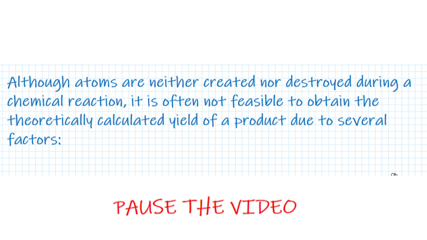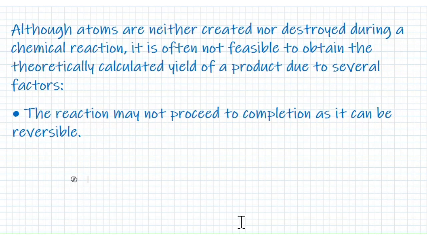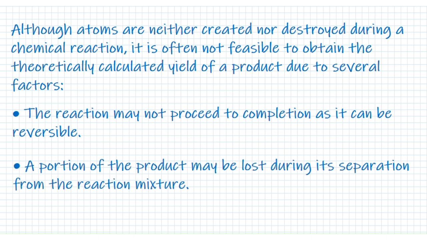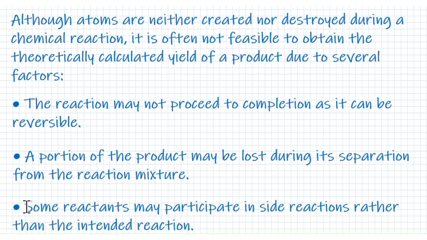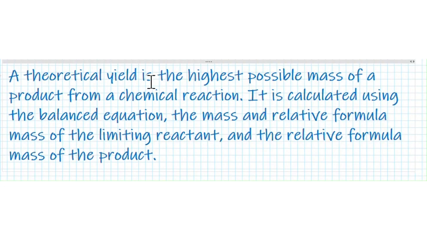Stop the video. Can you remember any of these factors? Now, the first one involves reversible reactions, and a reaction just might not go to completion. Secondly, a portion of the product may be lost during its separation, spillage. Some reactants may participate in side reactions, other reactions rather than the one that's intended. All these can prevent 100% yield.